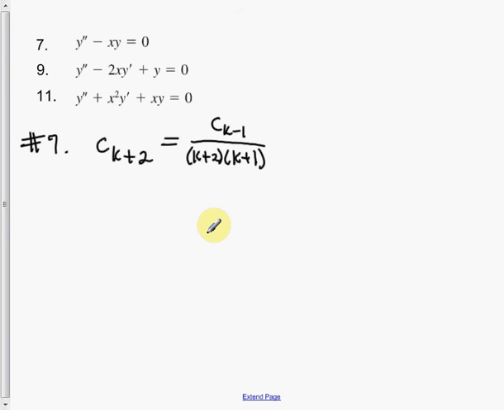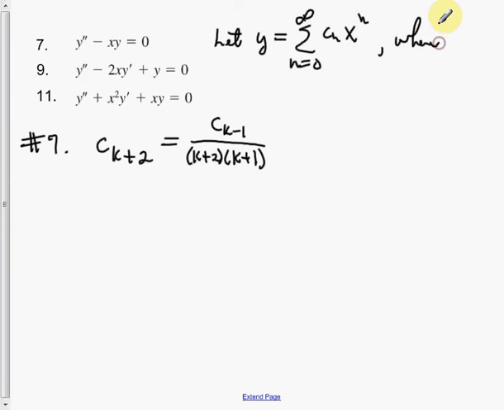Okay, let's see what you got here for number 7, 6.2. So let y equal the summation as n goes from 0 to infinity of c sub n times x to the n, where they give us x naught is equal to 0.